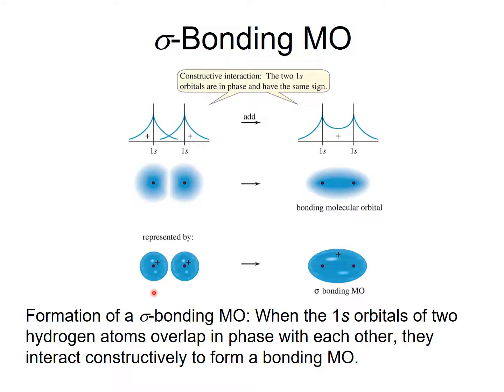You can represent it like this. You've got a positive lobe, you combine them together and you end up with a sigma bond that also has a positive lobe. So this is my sigma bonding molecular orbital between two 1s orbitals. Let's say this is a hydrogen atom that has an s orbital and another hydrogen atom that has an s orbital. They form the bond and we end up with a sigma bonding molecular orbital like this.